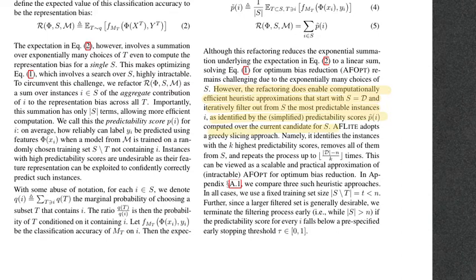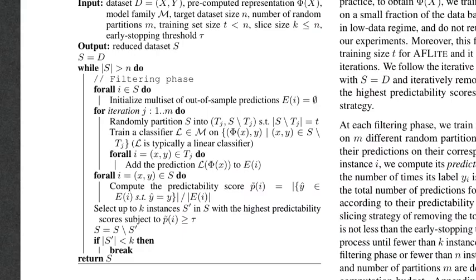And the way it works is that it starts with S equals D and iteratively removes the most predictable instances from S until obtaining the final desired S. AF light in particular used a greedy slicing approach, meaning that in each iteration it considers the k highest probability scores and removes all of them and does this k times, basically d minus n divided by k times, so that it ends up with S with a cardinality larger than or equal to n. And this can be a scalable and practical approximation of AF opt. Here is the algorithm for the AF light.